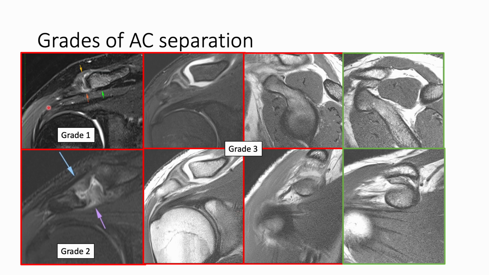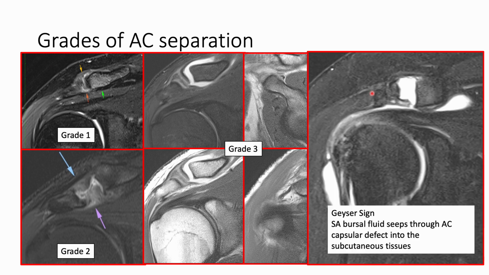So here is a grade 1 injury. You can see a little bit of capsular edema and disruption. Here again, you can see that. Here's sort of a grade 2 injury where you can see there's widening of the acromioclavicular joint. And then here's a grade 3 injury where you can see there's disruption of the coracoclavicular ligaments that run between the acromion and the coracoid. So this is disruption of the coracoclavicular ligaments, which is seen in a grade 3 injury.